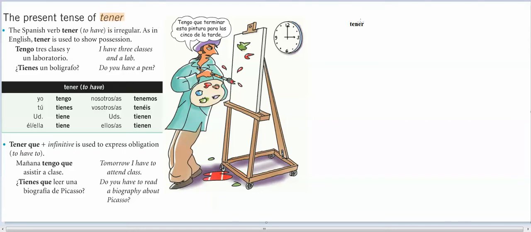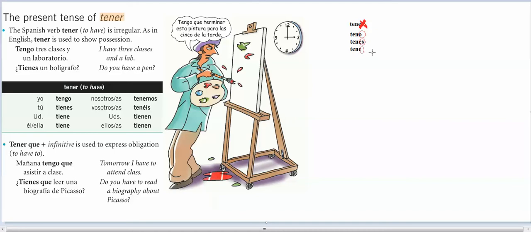was to take off the ER, which would leave me with ten. And then I'm supposed to add the endings, -o, -es, -e, because these are the endings that you would add to an ER verb. So that's what I'm supposed to do. That's what I told you guys to do with verbs, okay?